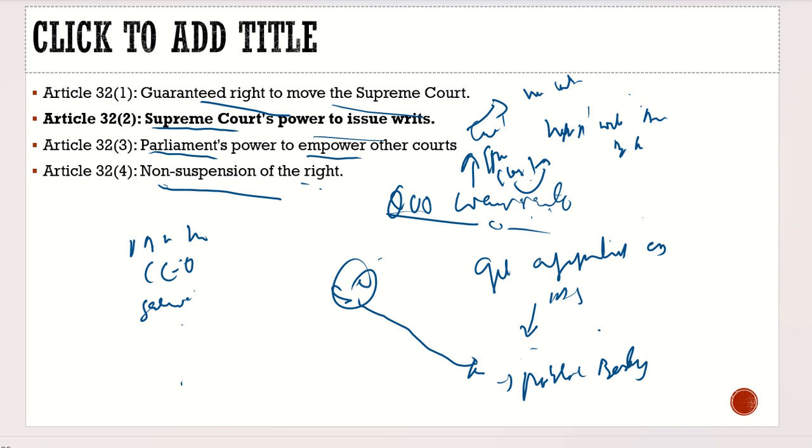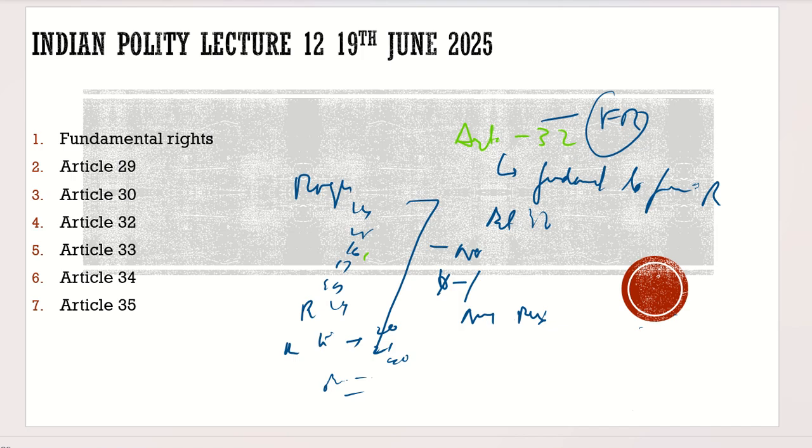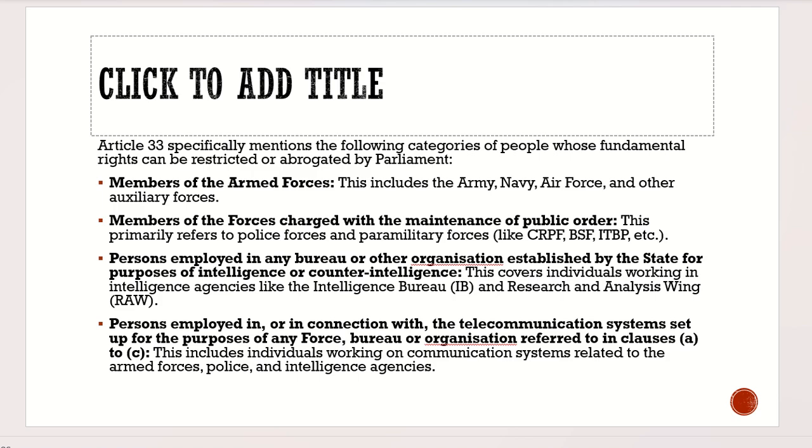Now with this, I hope you have understood Article 29, Article 30, and Article 32 also. About Article 31 clauses A, B and C, we are going to discuss when we take up the DPSPs, because we will have to compare them with DPSPs. We will discuss that there. Now let's move to Article 33. Let's see what Article 33 says. Article 33 says the power of a parliament to modify the rights under Part 3.